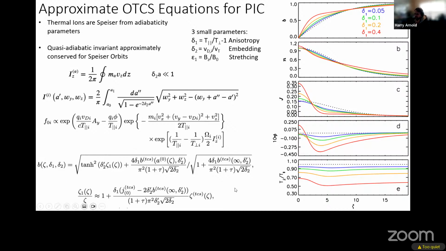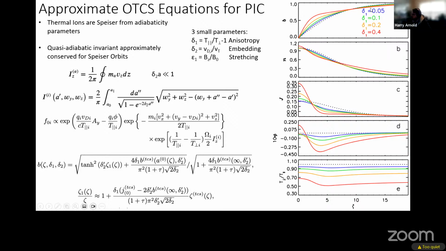And what you'll notice is if you set delta 1 to 0, and so you say we have isotropy, then this term becomes 1, this term goes away, and you're left with B equals tanh, which is exactly what the Harris current sheet is. So when you get rid of our anisotropy, you recover the Harris current sheet, which is quite nice. And so on the right here, I've plotted various quantities.